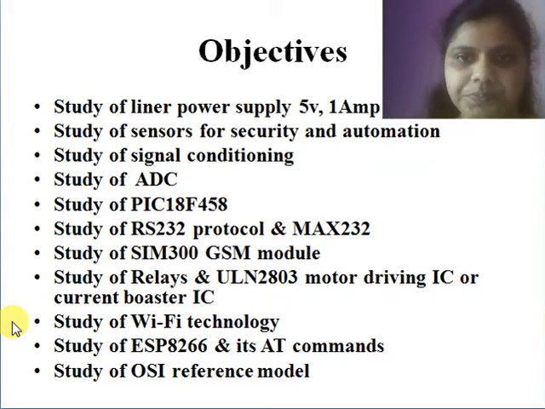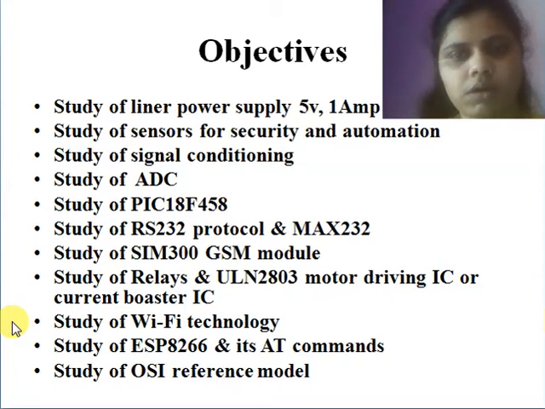So after the capacitor, we have used our regulator IC. The output of the power supply that we want is 5 volt. So we have selected the LM7805 regulator IC to regulate the output voltage to 5 volt. We have used two LEDs to check whether our power supply is working properly or not.